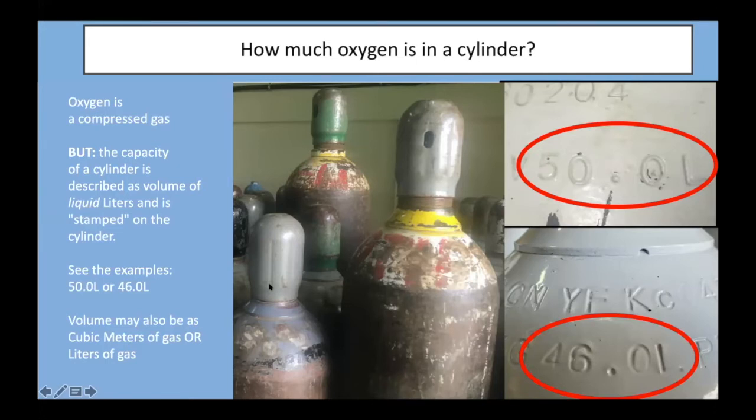Now, the volume may also be expressed in cubic meters or in liters of gas. So sometimes when we talk about the volume of a cylinder, we need to really be sure what it is the expression that we're using to identify it. But whether the cylinder is 46 liters or whether the cylinder is 50 liters by volume of liquid, in any case, it's always full at 2,200 PSI. The volume will be less in terms of quantity of compressed gas, but the pressure will be the same.